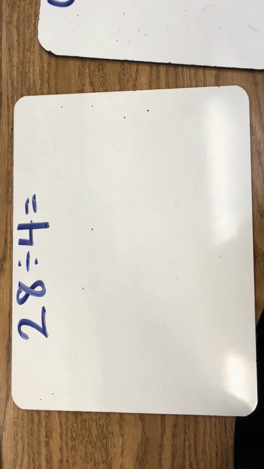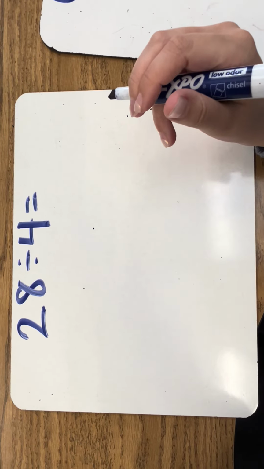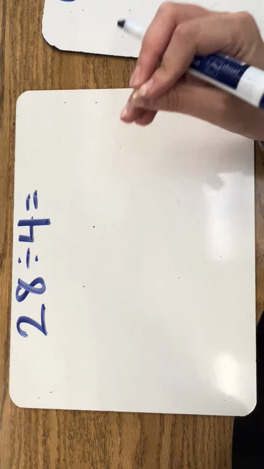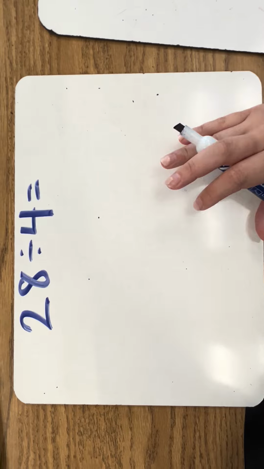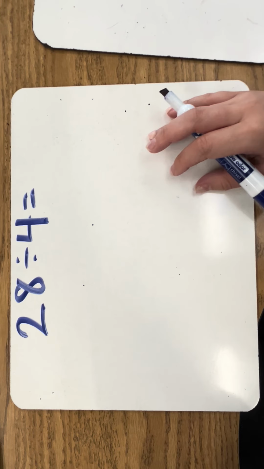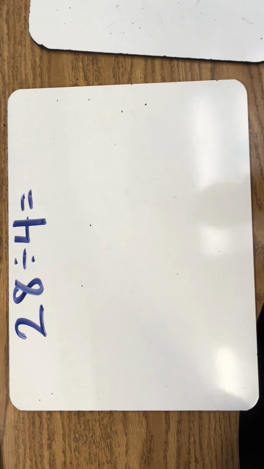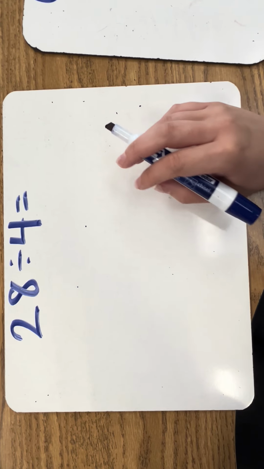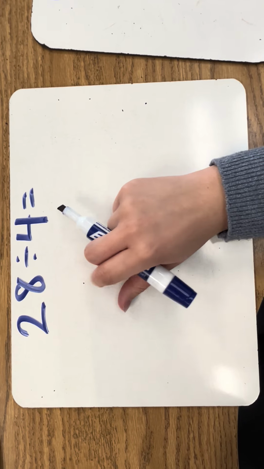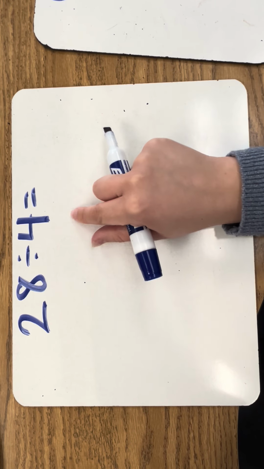There are lots of different strategies for third graders to use for division. I'm going to show you my two favorites. The first one is going to be the array. I like this way because it is one of the easiest ones to keep organized, and it shows a visual model for division. So this equation says 28 divided by 4.